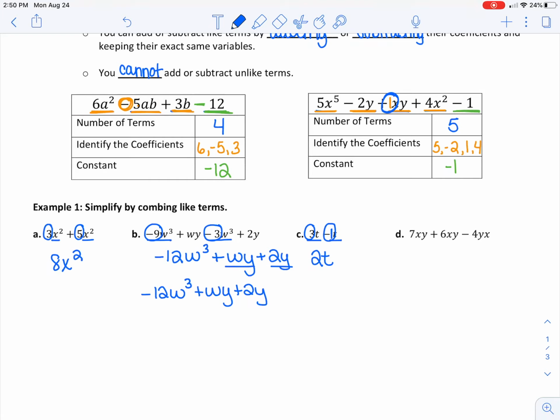Now, D is a little tricky because if you look here, we have 7xy. And we also have 6xy. Well, yes, those are definitely like terms. Okay, the problem that we come across is this last part. It says negative 4yx. Since multiplication is commutative, we actually can say this is the same also because it's really xy. There's still one x and one y.